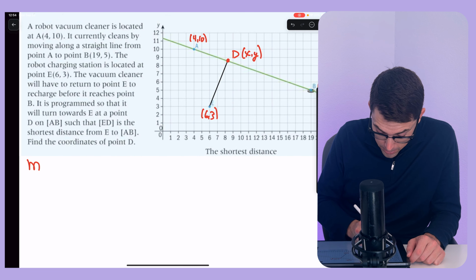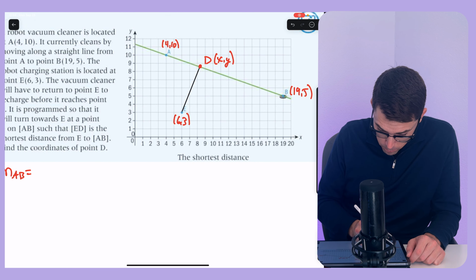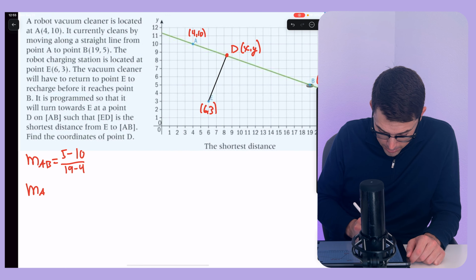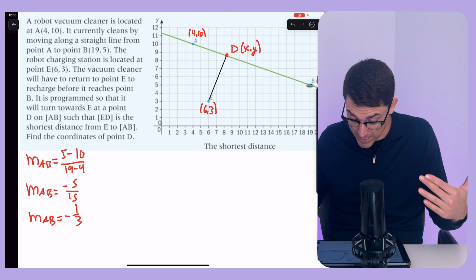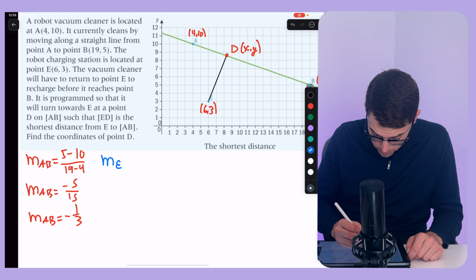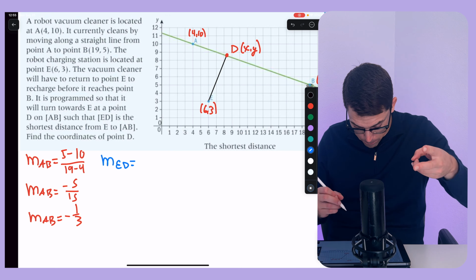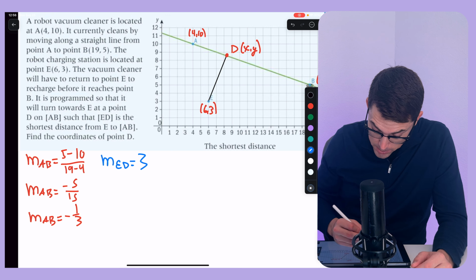So my slope of AB will be equal to y2 minus y1 all over x2 minus x1. So the slope of AB will be equal to negative 5 all over 15. So the slope of AB is equal to negative 1/3. And again, this is my 90-degree angle line that I'm looking for, the ED. That means that the slope of ED, which I'll put in blue, is going to be equal to the opposite reciprocal, meaning positive 3.